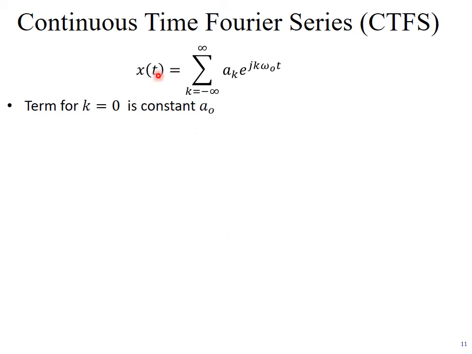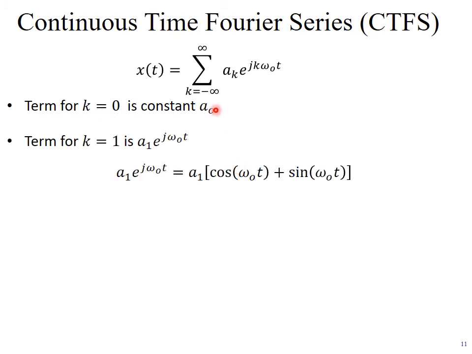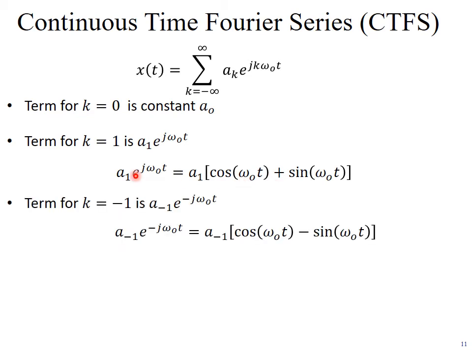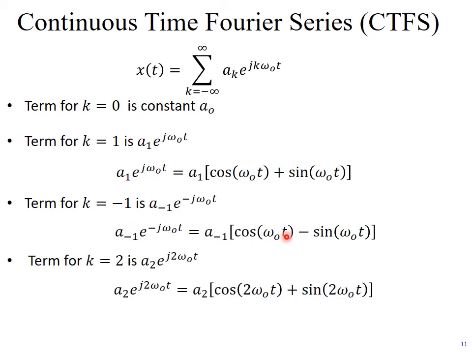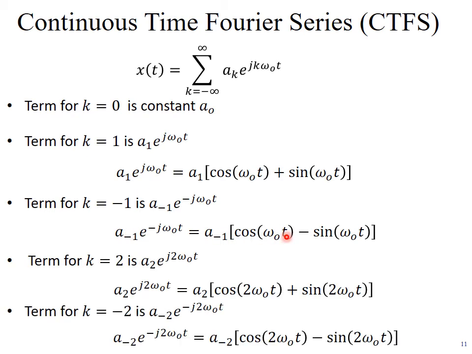Now for example, in this equation, let's put k equal to 0. When we put k equal to 0, we'll get x of t equal to a naught, because e power 0 is 1, and a k would be equal to a naught, so x of t would be equal to a naught. Similarly, when we put k equal to 1, x of t would be equal to a1 times cos omega naught t plus sin omega naught t. Similarly, when we put k equal to minus 1, we get this equation, and k equal to 2, we will get this, and for k equal to minus 2, we get this equation.